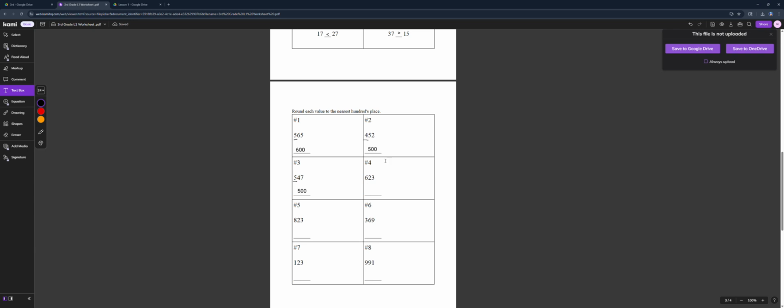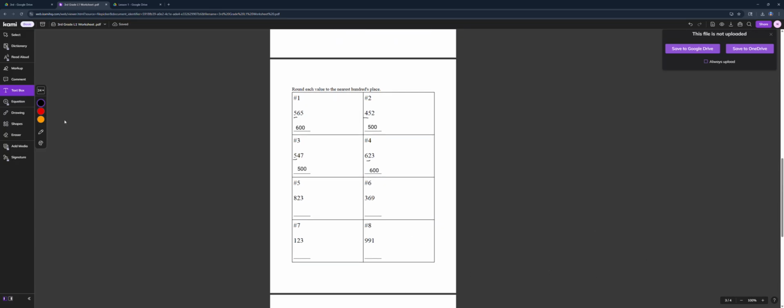And then for 623, that would be the hundreds place, but there's the 2 here, which is less than 5, so you would round it down to just 600. And number 5, we have 823, the 8 is the hundreds place, but this 2 is here, and it's less than 5, so you round down, so it becomes 800.